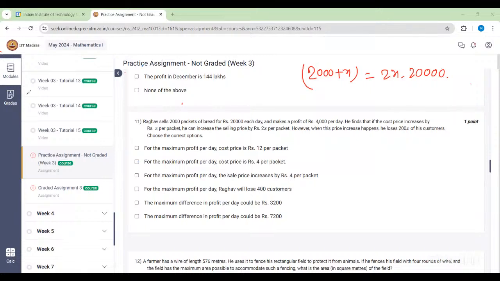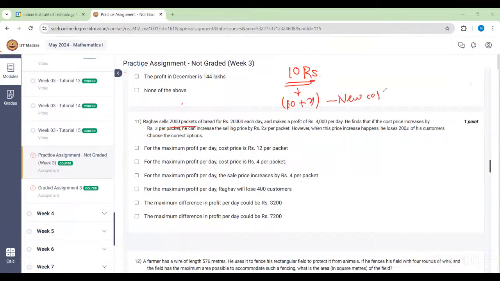Okay, so wait a minute. What is the initial cost of one package? Initially it is 10 rupees per packet. 10 rupees is the initial cost per package. So now we have increased it to 10 plus X. This is the new cost. He can increase the selling price by 2x per package. Okay, so the initial selling price was 10.